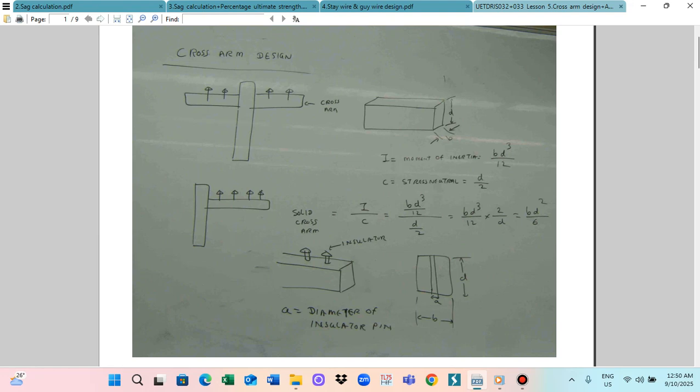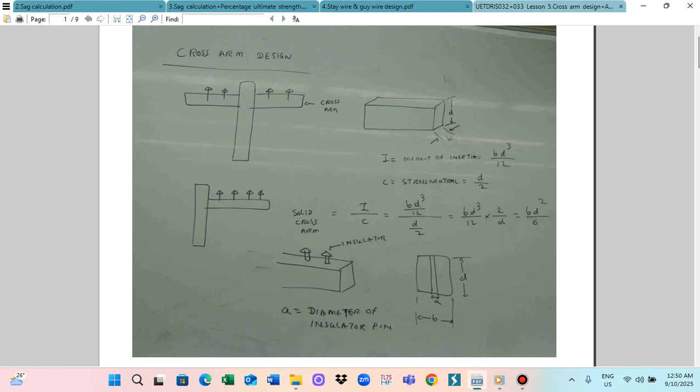So the cross arm we do like this. So this becomes the D and this one is there. So this is D and this is B. So this cross arm, like this is B and D. So for this cross arm, you can calculate the moment of inertia. I is equal to moment of inertia, which is equal to B D cubed by 12.